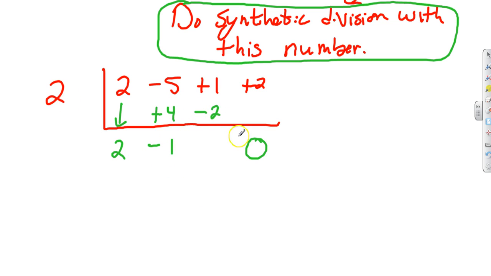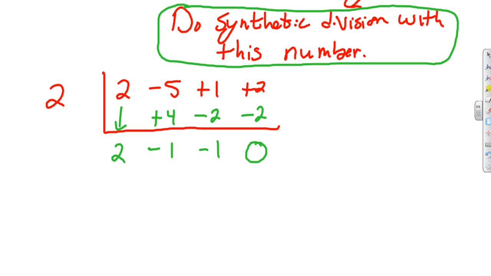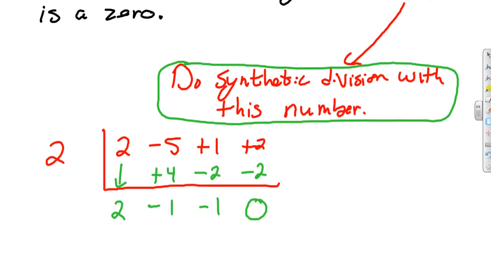2 times negative 1 is negative 2. Makes a negative 1. 2 times negative 1 is negative 2. Put those two together, we've got the 0 remainder. Okay, now you may go, okay, we already knew that. They told us that was the solution coming in. What does that do for us from here? Here's what you have to do for the rest of it.